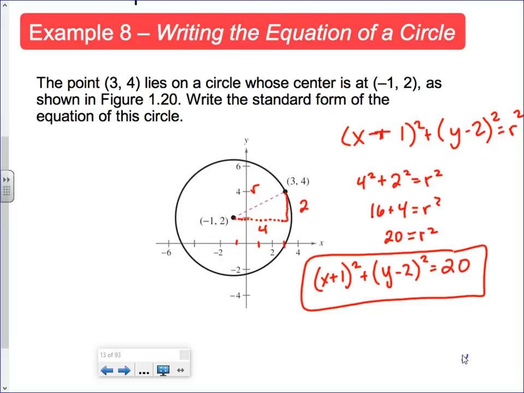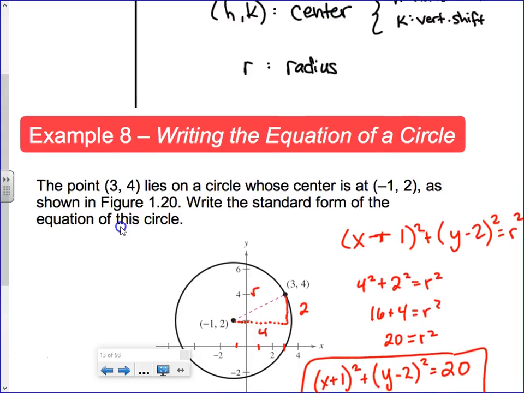2 root 5. But do you see why we didn't have to do all that work? We needed r squared. We had r squared. Just plug it in. So, was this a little bit more complicated of an example for finding the equation of a circle? Yes. Were all of the homework ones this hard? No. I don't think so.